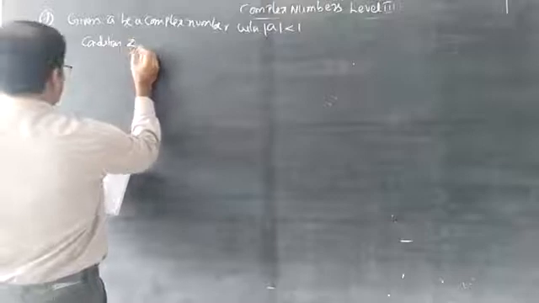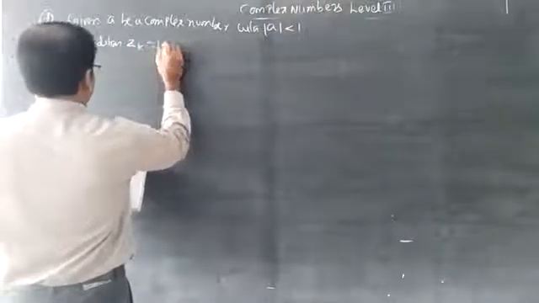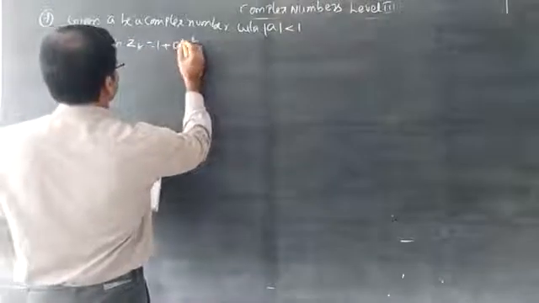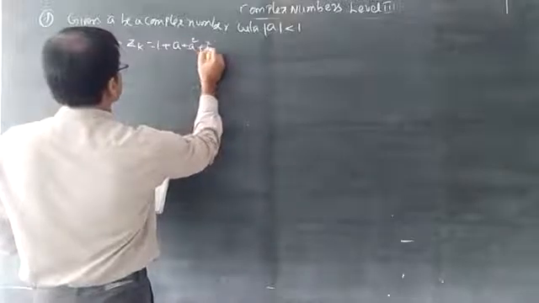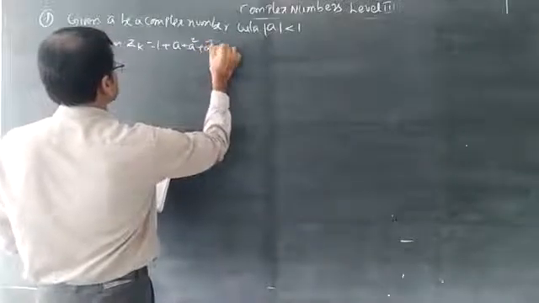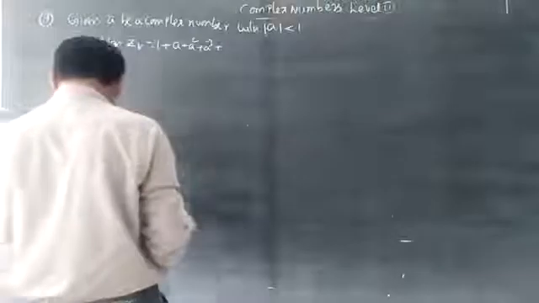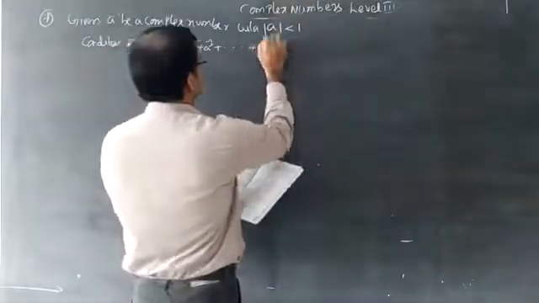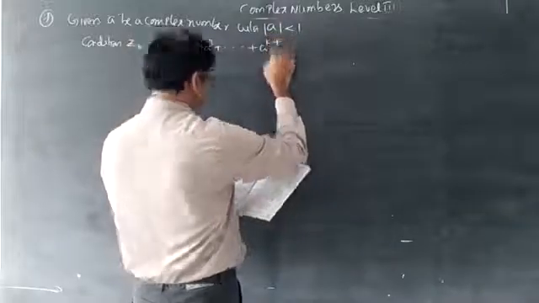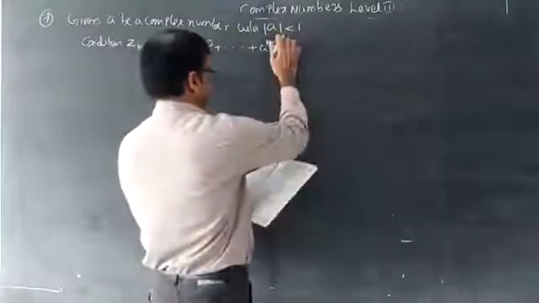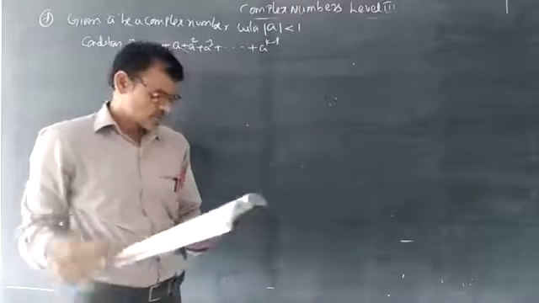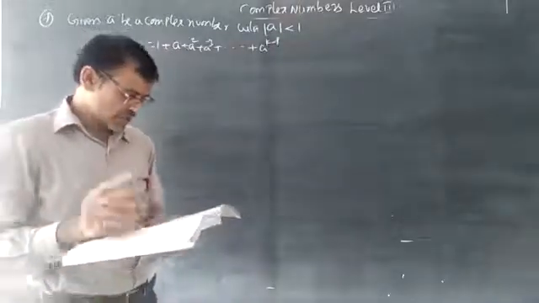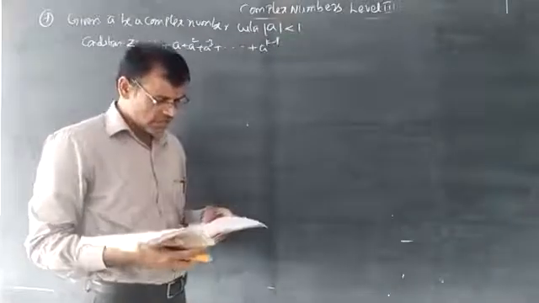Condition: Zk is equal to 1 plus A square plus A cube plus and so on until A power k minus 1. Then the vertices of the polygon lie within a circle. They are according to the condition.